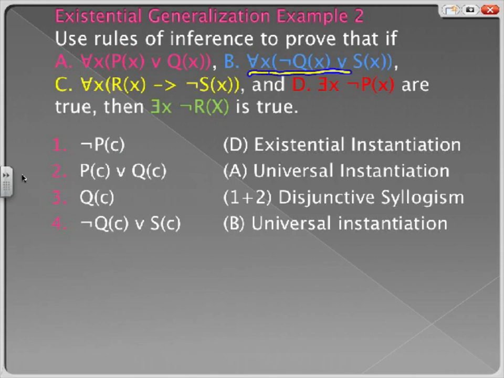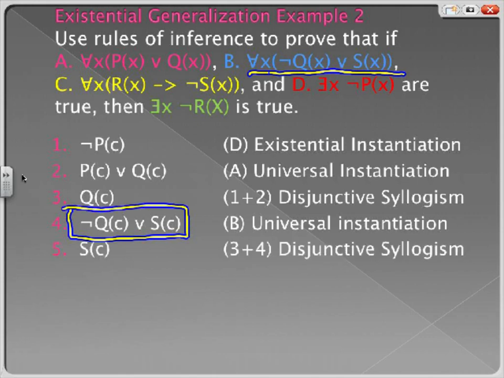Taking our B premise over here, that says for all x, not Q of x or S of x, we can also replace x with c because all x make this statement true. And this is universal instantiation that says not Q of c or S of c. Using our third step, Q of c and not Q of c or S of c, we can use a disjunctive syllogism to conclude that S of c is true.